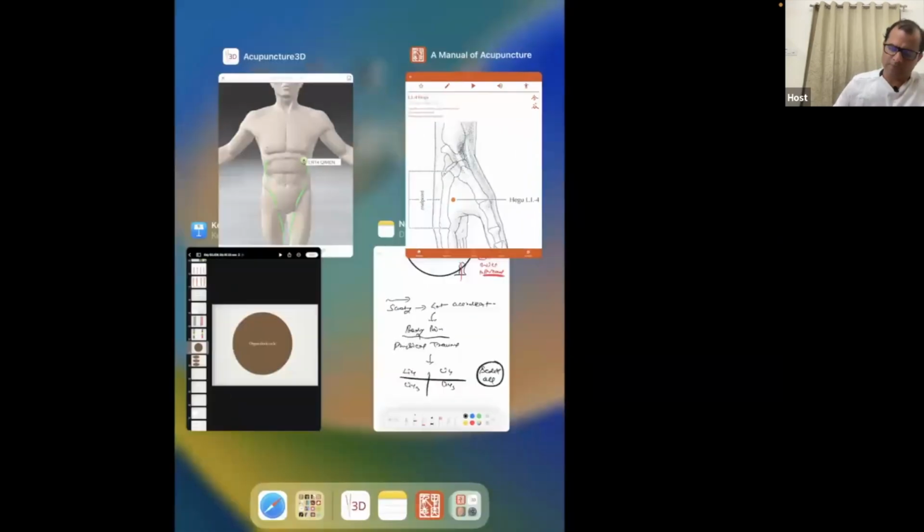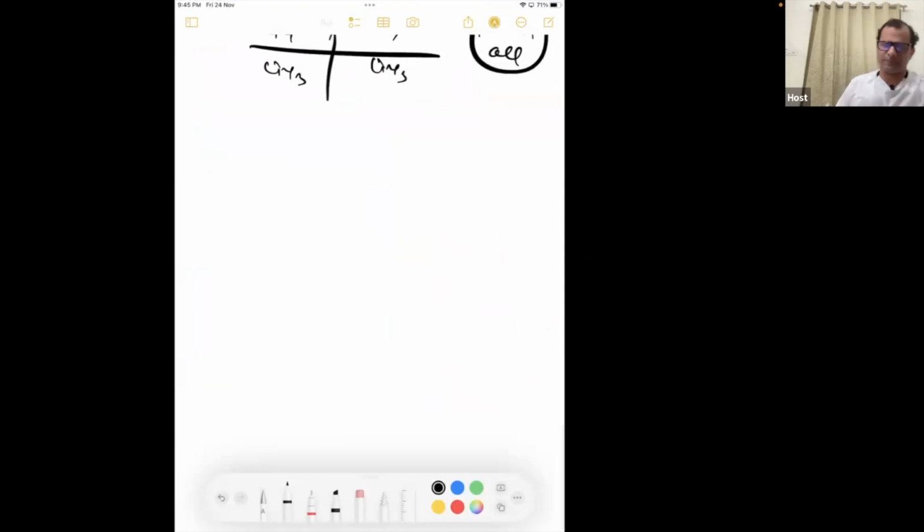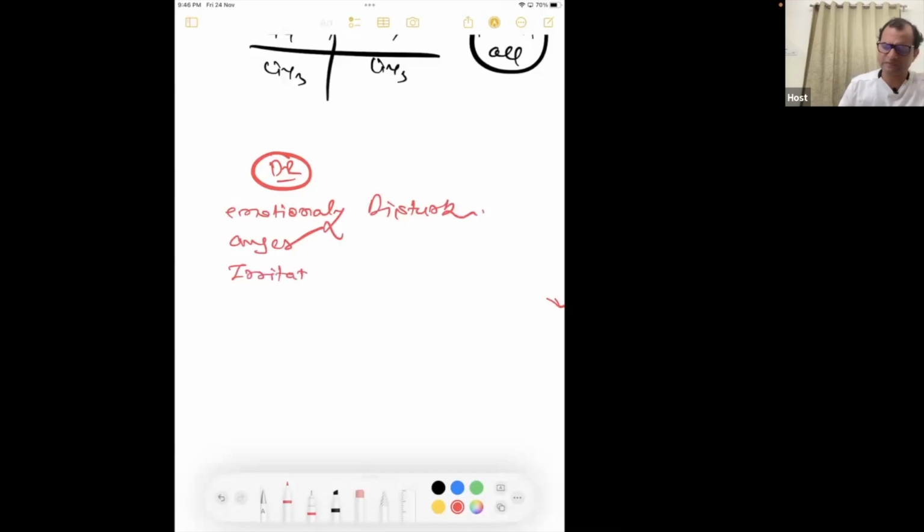Now, one patient is coming to you. Doctor, whenever I am emotionally disturbed, or I get anger, or whenever I am irritated, my chest muscle starts paining.